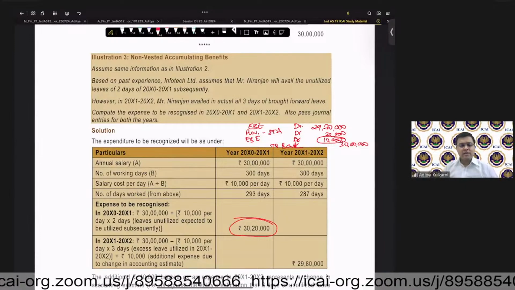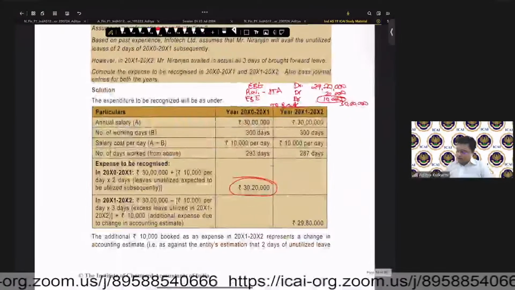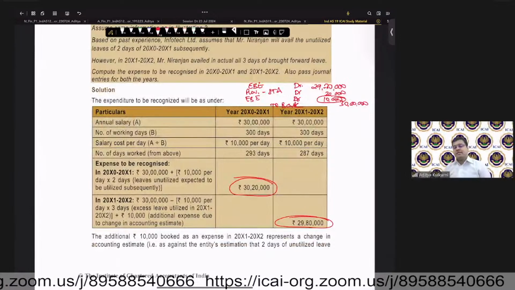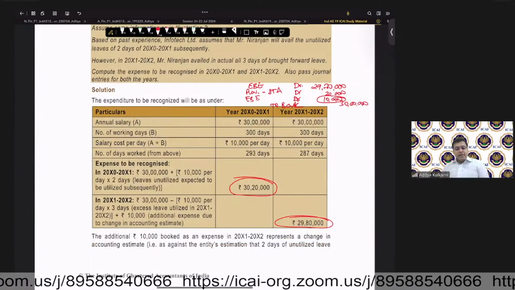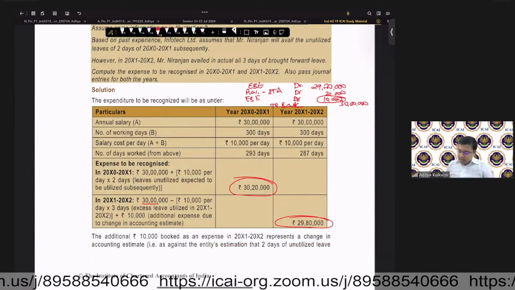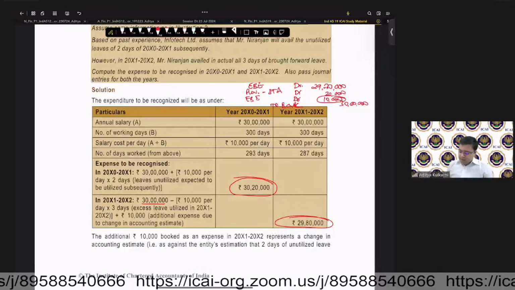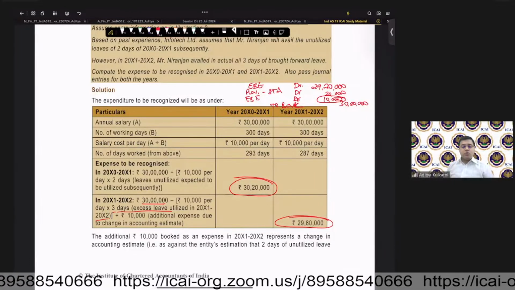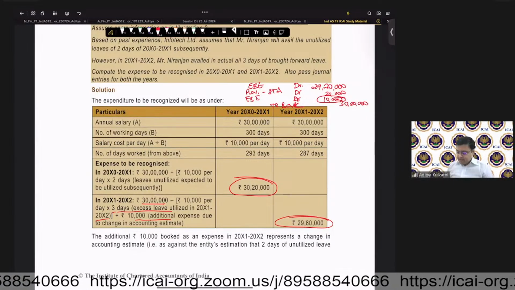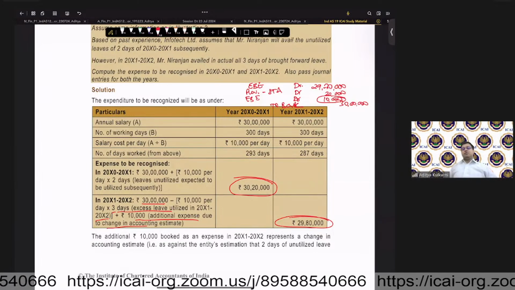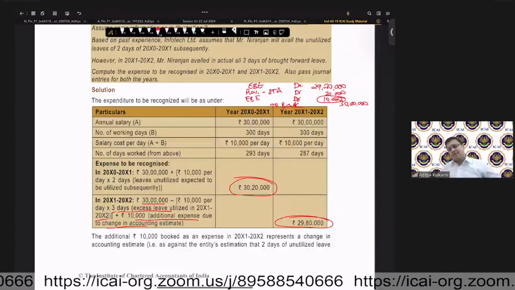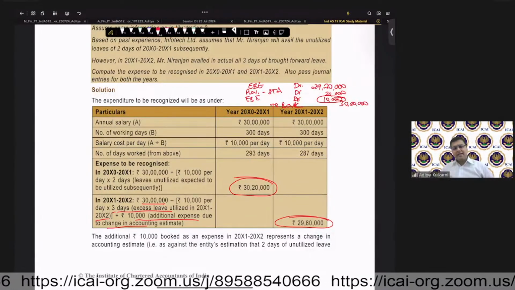Are we okay with this? Yes. So how did I get 29 lakh 80? 30 lakhs minus 10,000 into 3, so 29 lakh 70 plus 10,000 additional expense due to change in accounting estimate. बस यही होता है leave encashment.